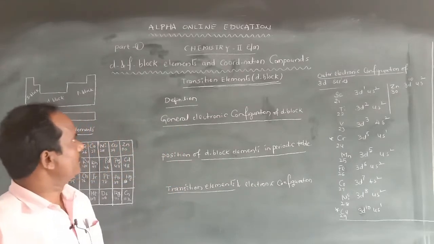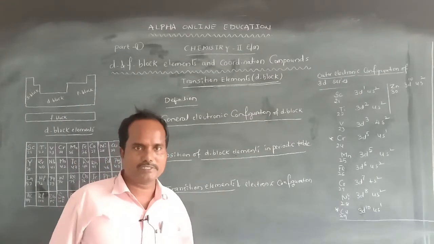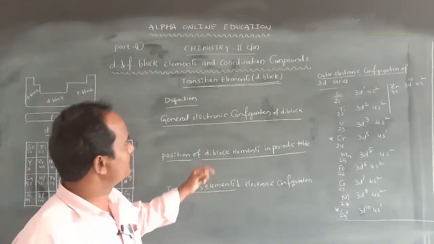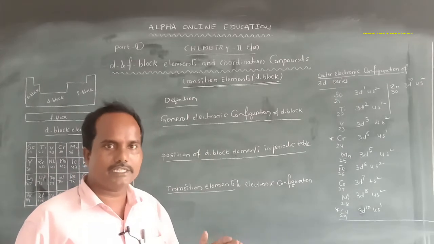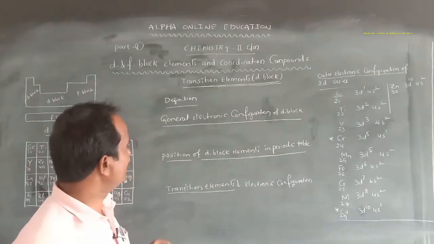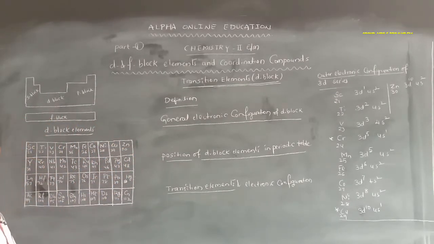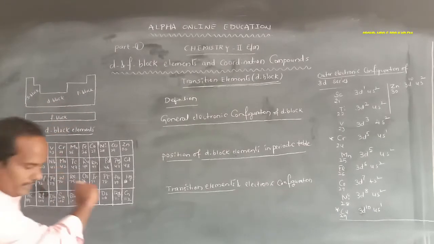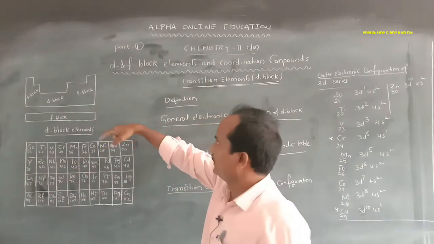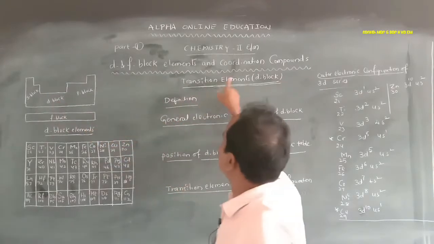Before that, we have to get an idea about the classification of elements. At present, including synthetic elements, there are 118 elements. These 118 elements can be classified into 4 blocks in the periodic table. What are they? They are s block elements, p block elements, d block elements and f block elements. D block elements is our topic.